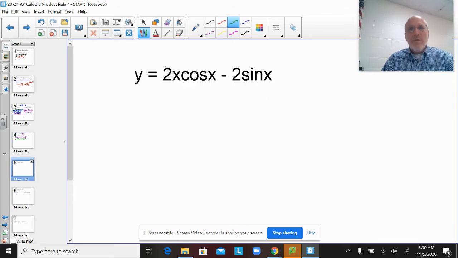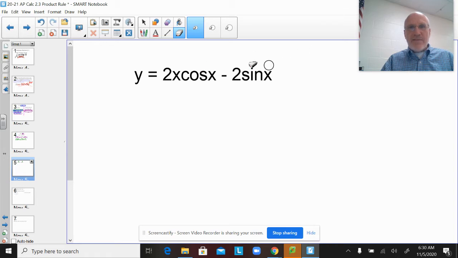Next example. All right, here we have to keep track of a couple things. We have something minus something. I'm going to erase this. This is wrong. This is not F and G. If I'm thinking product rule, and I need to think product rule here, that's not what I'm thinking. I'm thinking that this first piece, the 2x cosine x, is a product rule.